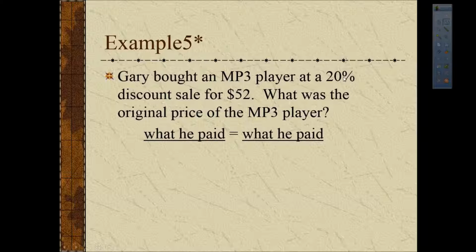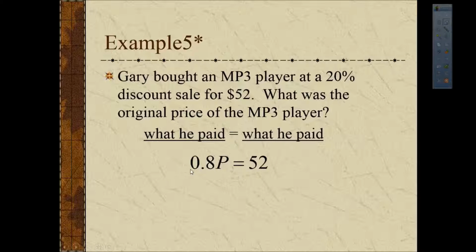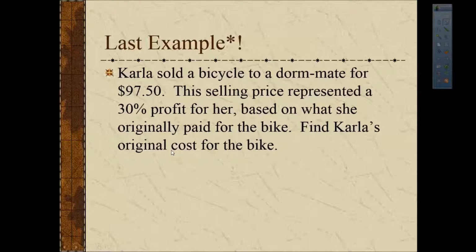So at a 20% discount from the original price means that the amount he actually paid was 80% of the original price. So on this side, I put 0.8 times P, that represents the original price. On the other side of the equation, I've got 52, because that's another description for what he paid. This is a very simple equation to solve. Just divide both sides by 0.8, and we get original price of $65.